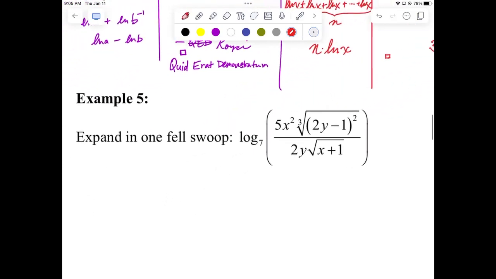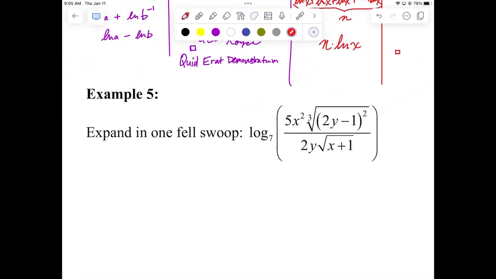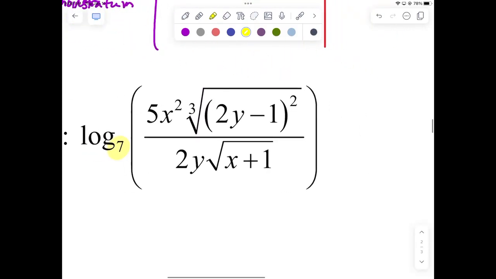All right. After the warm up, I think we could do this. Expand this in one fell swoop. Ooh, that means in one step. No intermediate lines. We're going straight to the final fully expanded answer. Now, first of all, it's not natural log, is it? It's log base 7, which is okay. Those rules for logs work with all legal bases, between 0 and 1 for decay and greater than 1 for growth. So let's take inventory here. How many factors do we have? I got a 5, an x squared, a cube root of blob, a 2, a y, and a square root of blob.